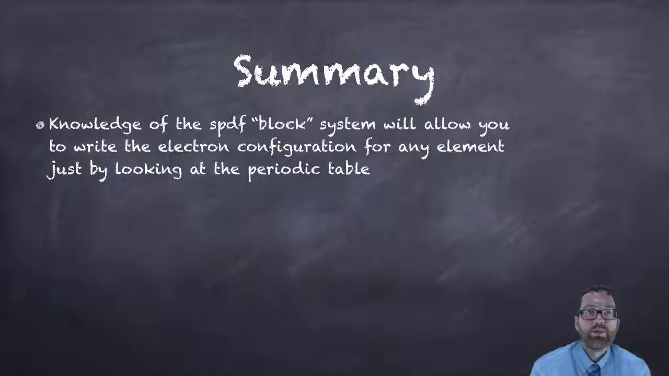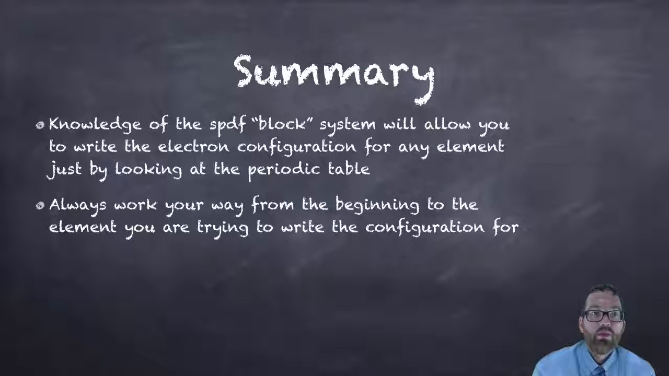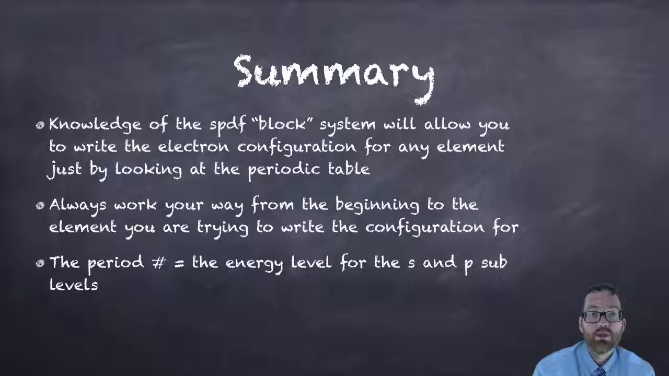So, in summary here, knowledge of the spdf block system will allow you to write the electron configuration for any element just by looking at the periodic table. Now, I know you probably like doing orbital diagrams because they were easy, but I promise you this will get easier with practice and it will save you a lot of time. Remember, when we're doing this process, always work your way from the beginning of the periodic table. Start with hydrogen and work to the element that you're trying to write the configuration for.